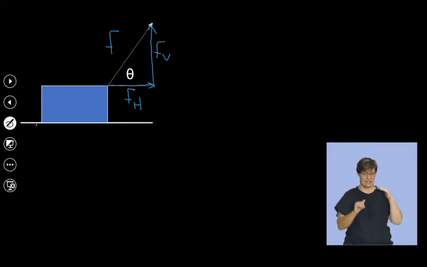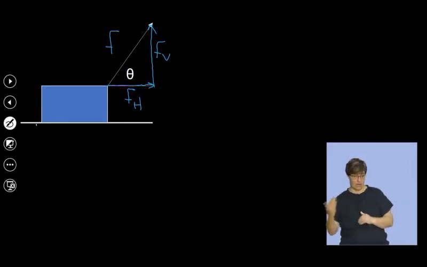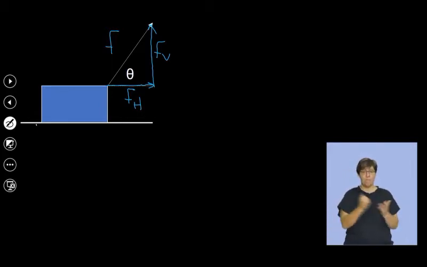So the vertical part is what tends to lift the box up. The horizontal part is what makes it go to the right. We have to be able to calculate these. Here, trig becomes important from maths. And I know we hate trig, but it's okay. We can do this, okay? So F is the hypotenuse.